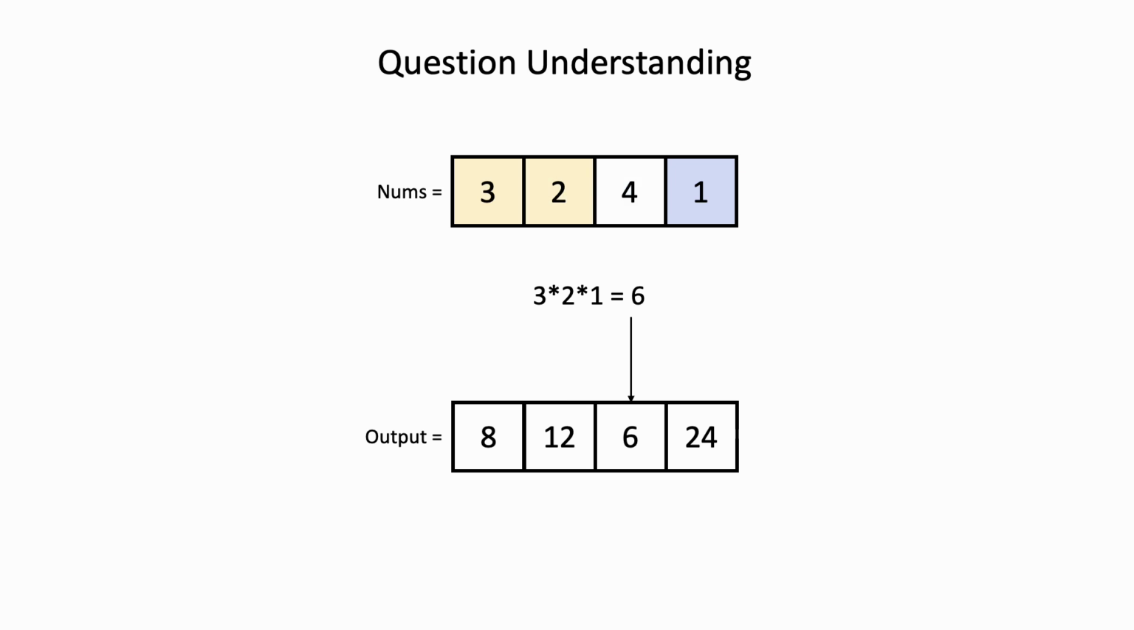Similarly, when the current element is 4, the output of product of array except self will be 6. Similarly, when the current element is 1, the output of product of array except self will be 24.